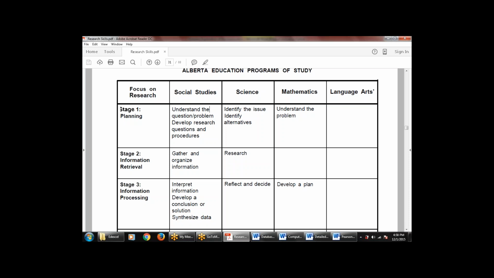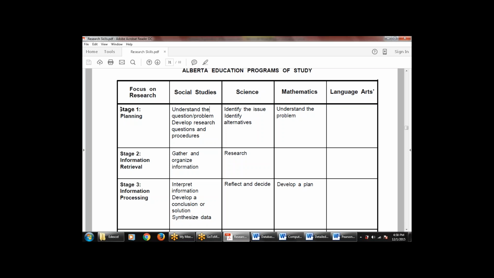And stage 3 is the information processing. In social studies, it is used to interpret the information, develop a conclusion or solution, and synthesize the data. That is, how to interpret the information, then develop a conclusion, what is the main conclusion or the main output, and then synthesize the data in an effective manner. And in science, there is reflect and decide, that is, for science, the information processing must be reflect and decide.